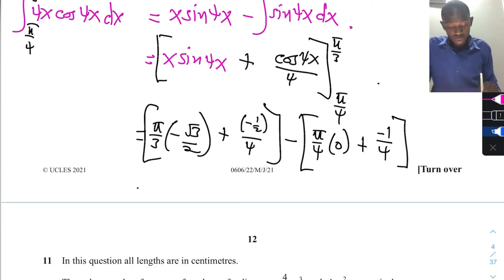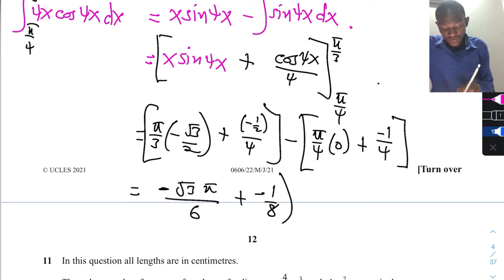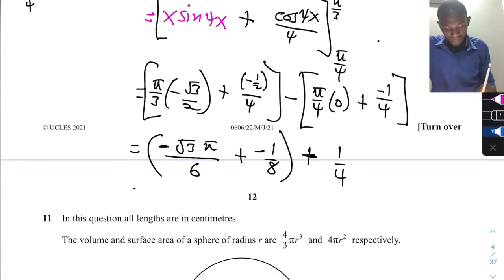The next thing is that we expand. We are going to get negative root 3 pi on 6 plus negative 0.5 divided by 4, giving you negative 1 over 8. Then we have minus, but check this out. This whole thing is 0. This is negative, this is negative, so that's positive. So just put plus 1 over 4.